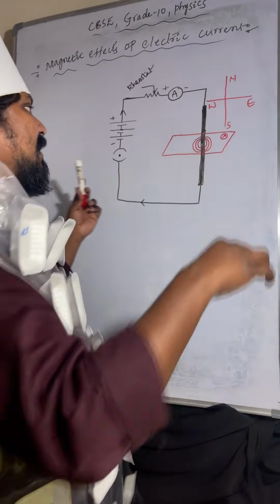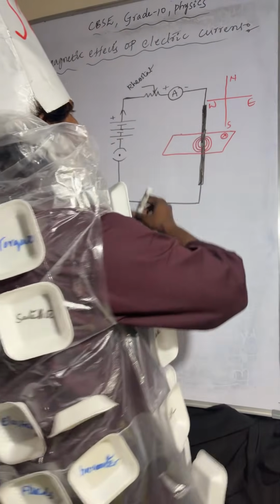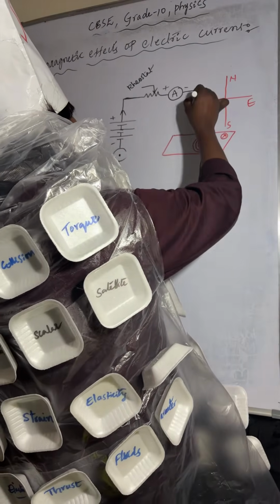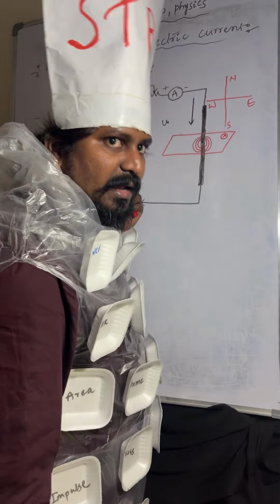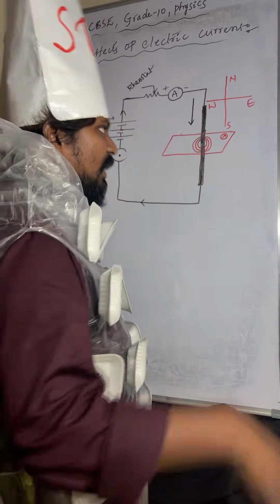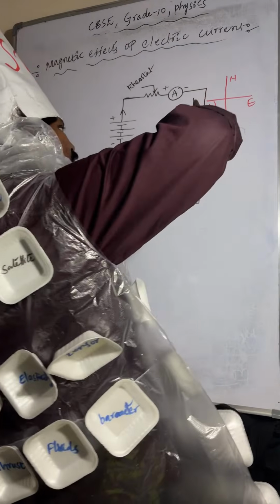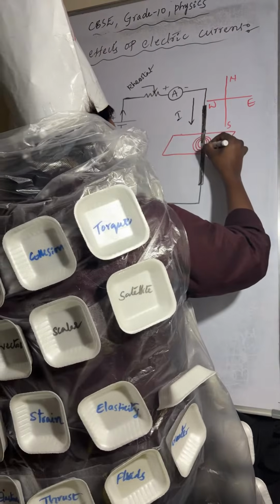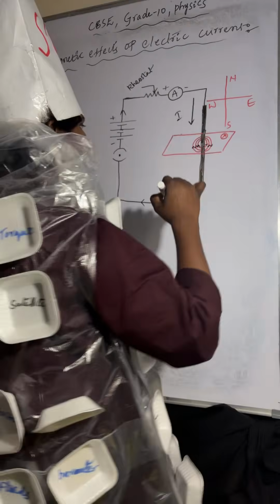Here you can see the current is passing in the downward direction, from north to south. So I can say I is moving from north to south. Yes or no? The magnetic field will be like this, and here also like this. Understood?